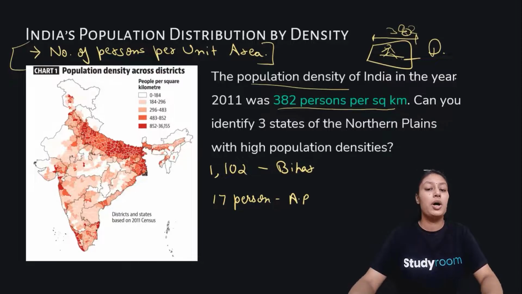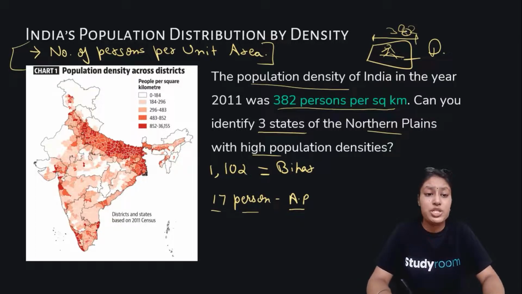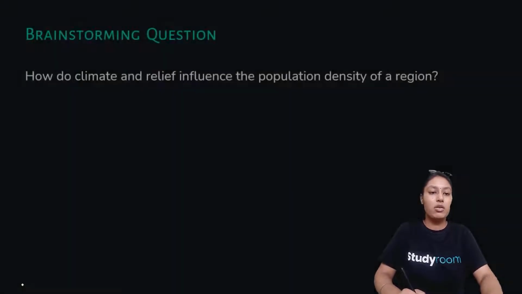Okay, but in Bihar alone, it is 1,102 people living per square kilometer, and in Arunachal Pradesh there are only 17 living per square kilometer. Okay, so of course this is a difference showing the uneven distribution of the population. Now next, you need to identify three states of the northern plains which have higher population densities. Very good question. You can observe the map, and you will see the three states of the northern plains which have higher population density are Uttar Pradesh, Bihar, and West Bengal. Okay, so this was about density of Indian population.